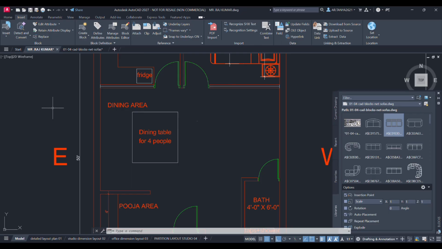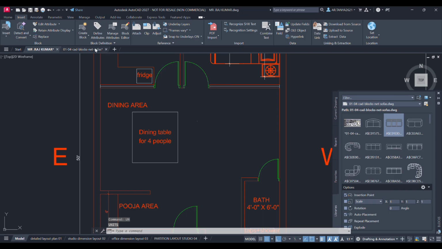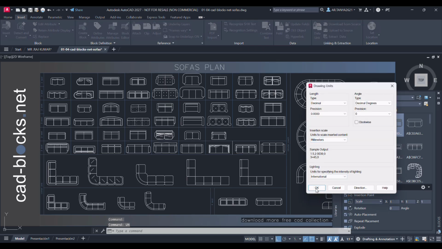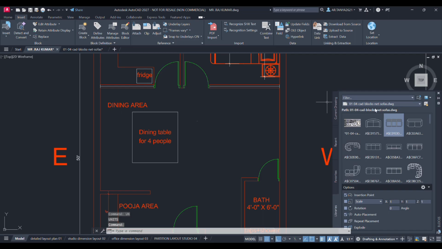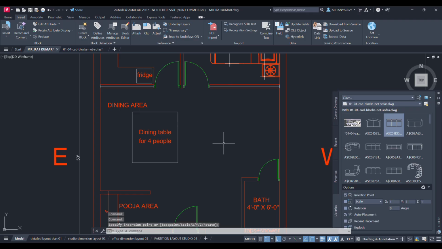Now let's see what will happen if we do not match our units before importing into some other drawing. Let me check the units of this drawing. This is in inches, okay? And the file from which I want to import my block is in a different unit, okay? Now let's import a block. I have already opened it by browsing my system, and let us import this and place it here. It says specify insertion point, place it here.